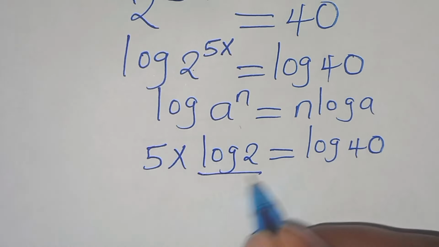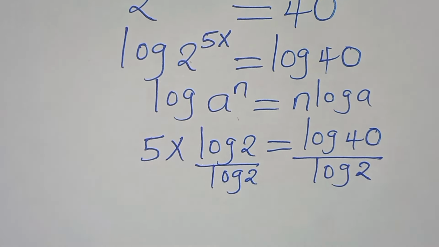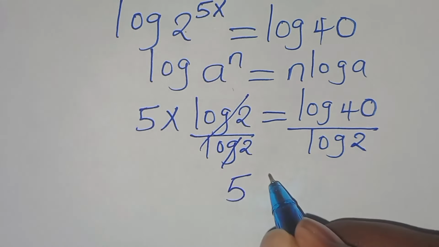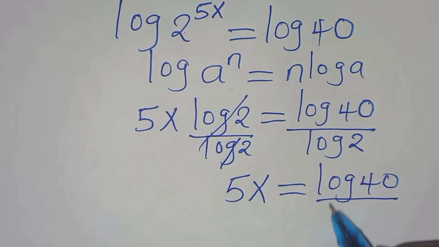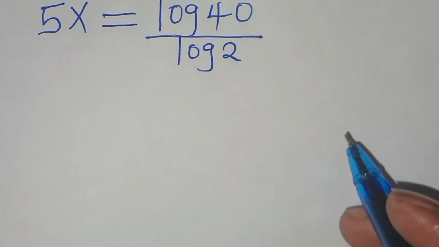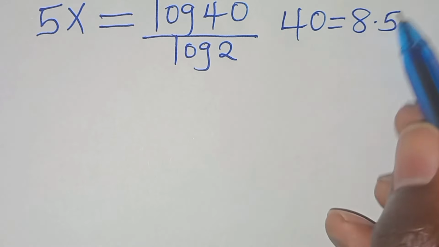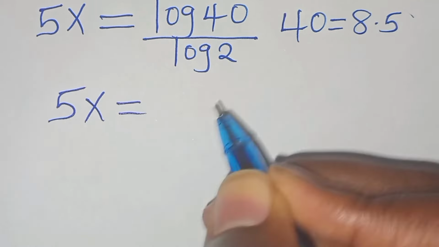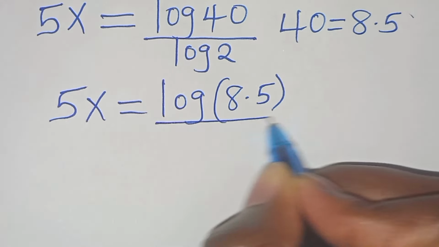So let's divide both sides by log 2 and also here by log 2. So we simplify here log 2 and log 2 so that we have 5x. This is equal to log 40 divided by log 2. So the next step from here, we can express 40 as 8 times 5. So let's substitute 40 with 8 times 5. So we have 5x. This is equal to log 8 times 5 divided by log 2.